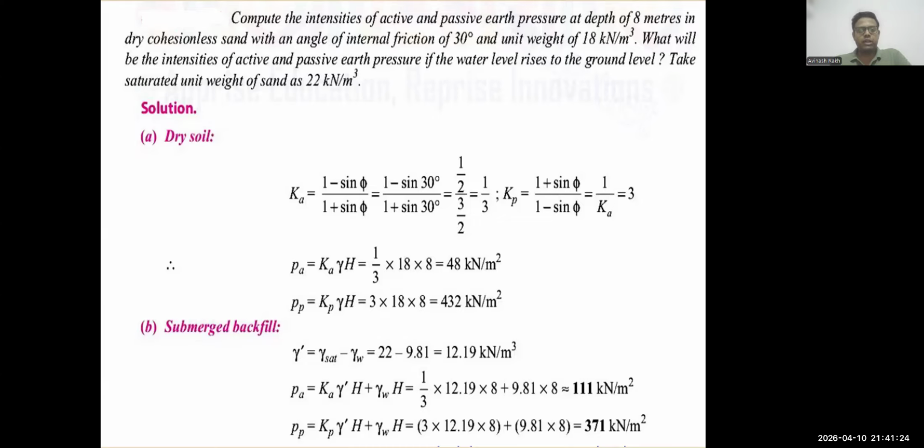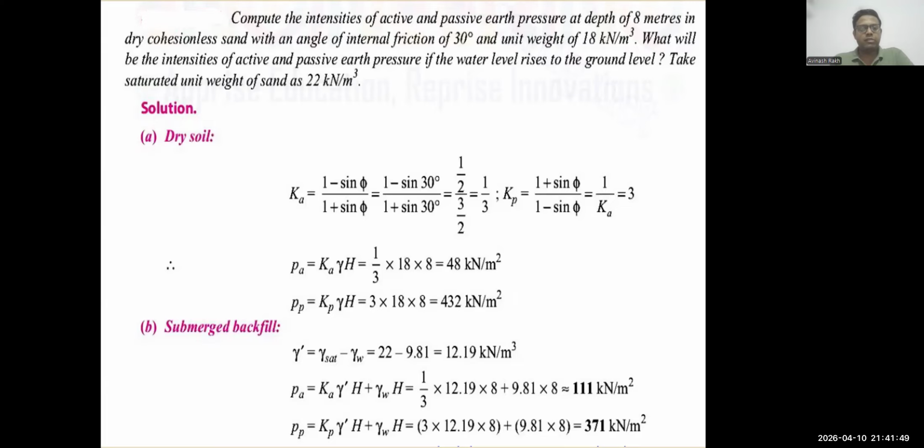After that, we're going to calculate the intensity in the active condition. So Pa equals Ka gamma H, which equals 1 by 3 into 18 into 8. The formula is Ka gamma H: Ka is the coefficient, gamma is the unit weight, H is the height. So 1 by 3 into 18 into 8 gives the answer as 48 kilonewton per meter square.